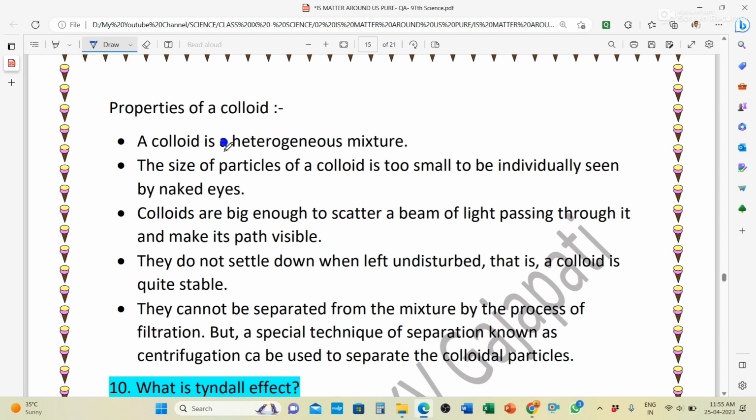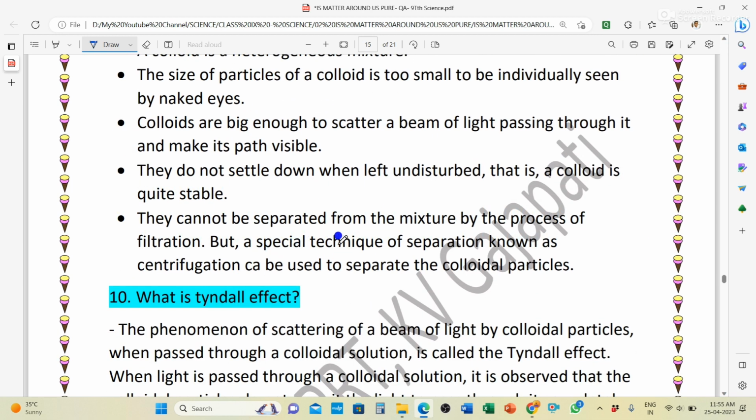A colloid is also a heterogeneous mixture like the suspension, and the size of particles of a colloid is too small to be individually seen by the naked eye. Colloids are big enough to scatter a beam of light passing through it and make its path visible. The property of a colloid that scatters the beam of light is called the Tyndall effect. They do not settle down when left undisturbed, so a colloid is quite stable.